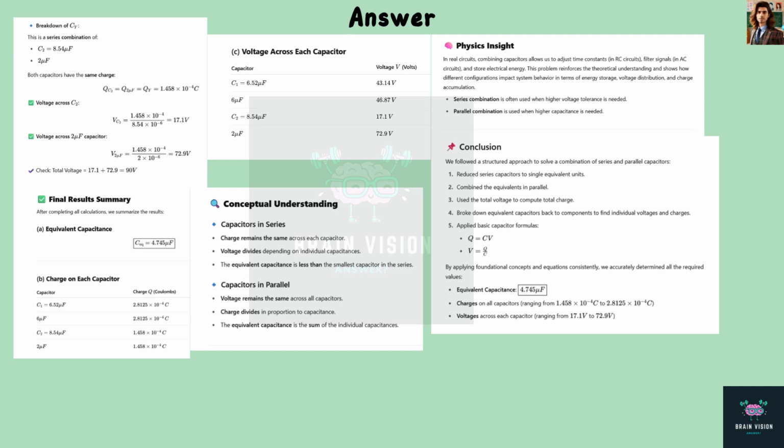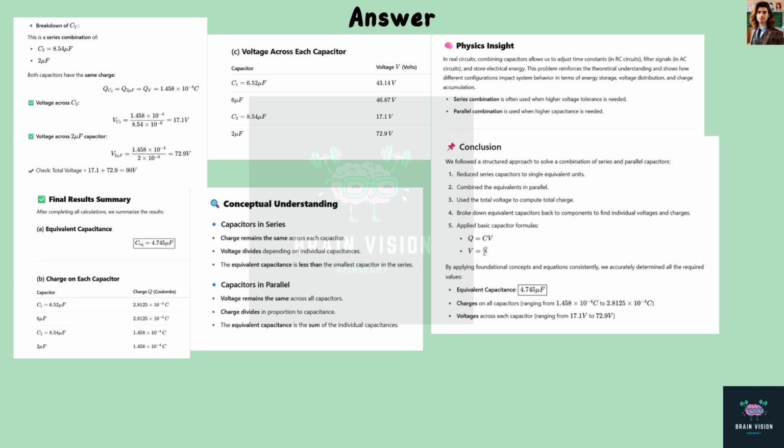Conceptual understanding. Capacitors in series: charge remains the same across each capacitor. Voltage divides depending on individual capacitances. The equivalent capacitance is less than the smallest capacitor in the series. Capacitors in parallel: voltage remains the same across all capacitors. Charge divides in proportion to capacitance. The equivalent capacitance is the sum of the individual capacitances.